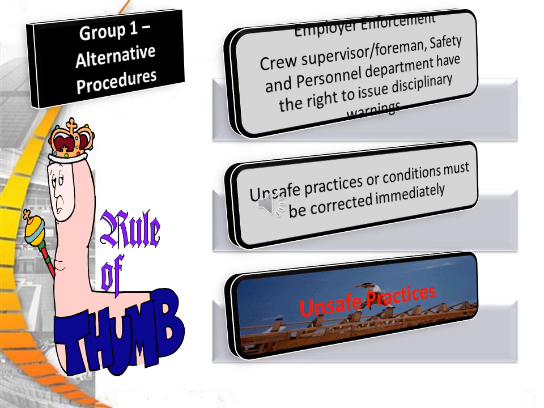Employer enforcement. Crew supervisors, foremen, safety, and personnel departments have the right to issue disciplinary warnings for unsafe practices or conditions, which must be corrected immediately.